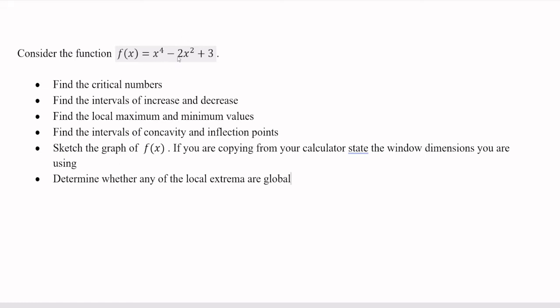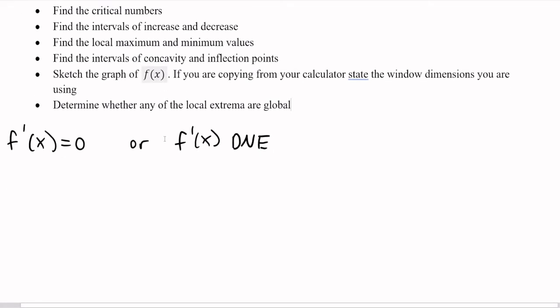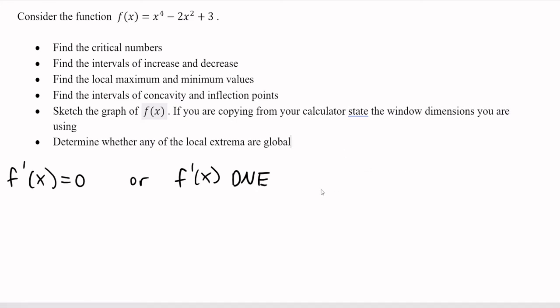We've got this function, x to the 4th minus 2x squared plus 3. Step 1 says find the critical numbers. Okay, so what do I do? All right, critical numbers. Here we go. I can do this. Critical numbers, remember, are when f prime is 0 or undefined. So in either of these cases, I've got to find the derivative. Okay, I can do that. Well, f prime of x, and this is how all these problems always start, is 4x cubed minus 4x.